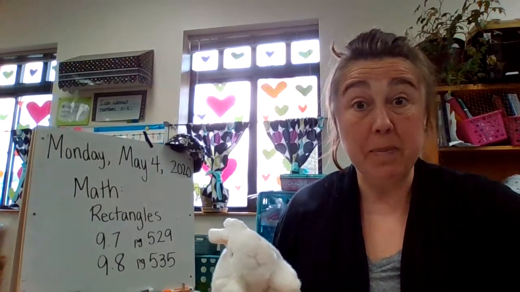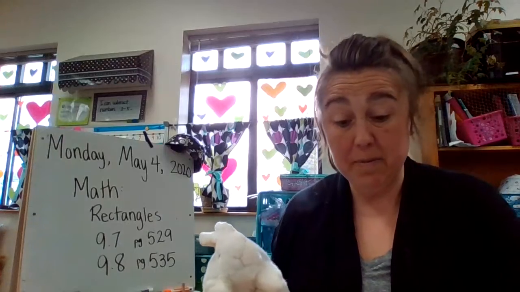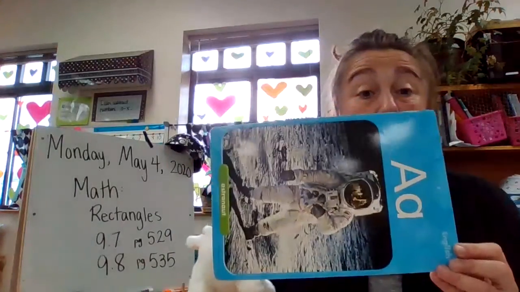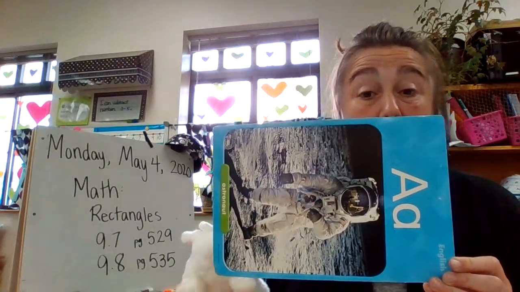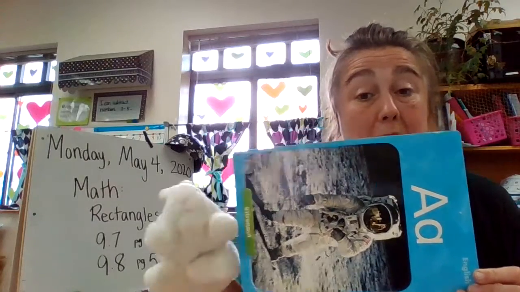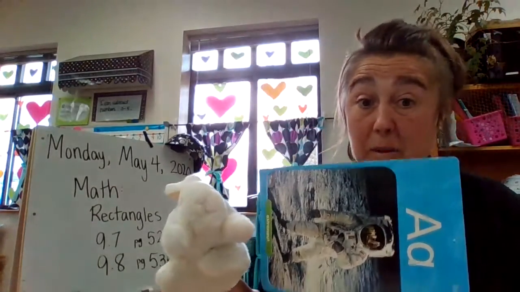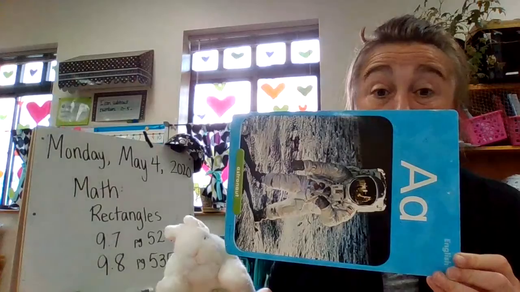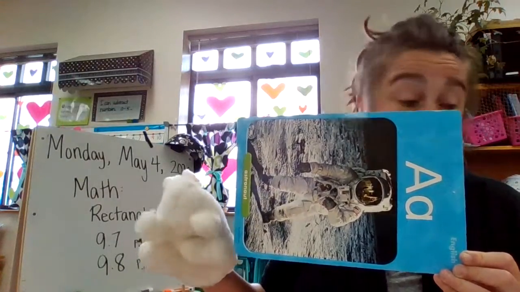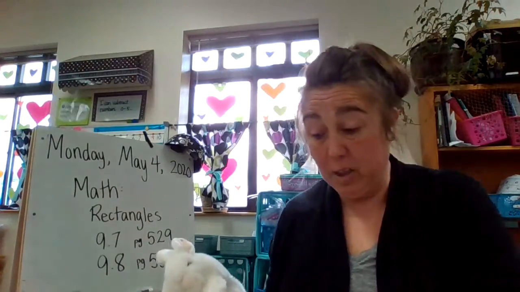Serenity, are you ready? All right, Saffron, you ready? Is this card a rectangle or not a rectangle? Rectangle? I think you're right, Mr. Bunny. What do you guys think? Is Mr. Bunny right? Is it a rectangle? Sure looks like a rectangle. Okay, let's try another one.